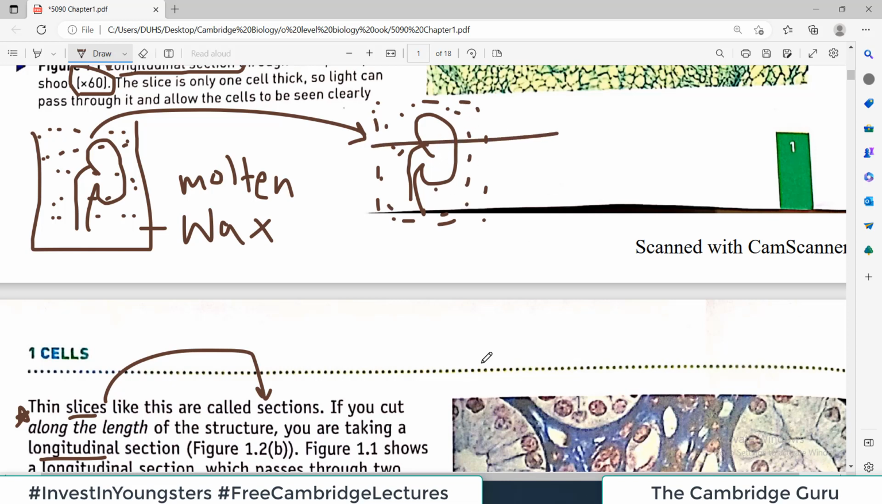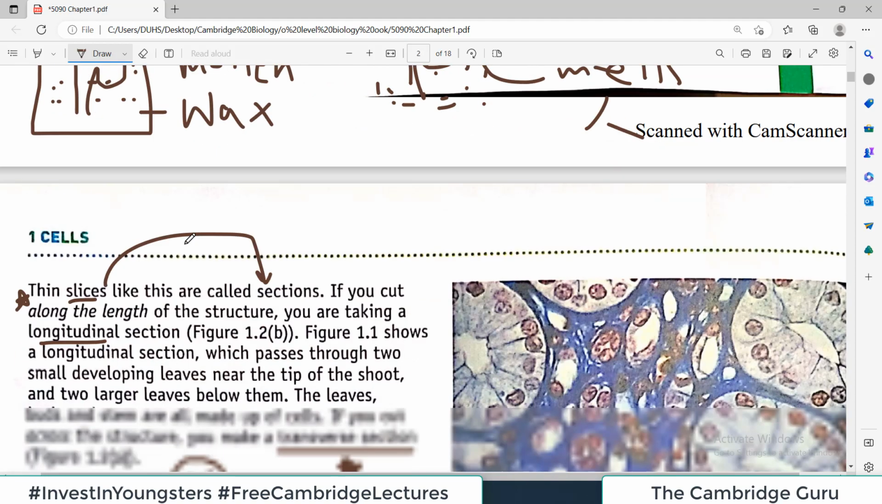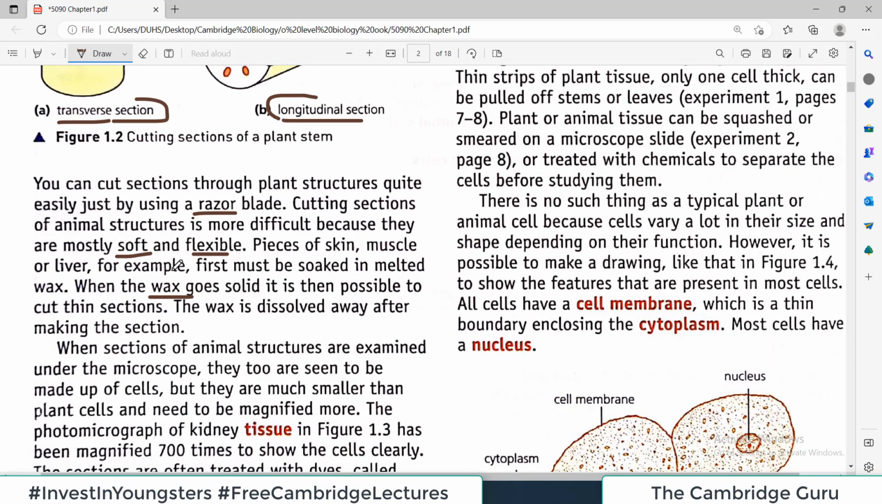Now you take the knife and cut it all the way through. So basically you are cutting through the kidney, but now the kidney has been stabilized by using a wax. Later on when we do different procedures, we want to stain it, we want to color it and see it under the microscope, the wax melts again and goes away. So you introduce the wax just to make the cutting process easy, and now the wax is gone and you are left only with the section of the kidney. So for animal cells you usually use wax so that the organ becomes a little solid and thin sections are easy. The wax is dissolved away after making the section.